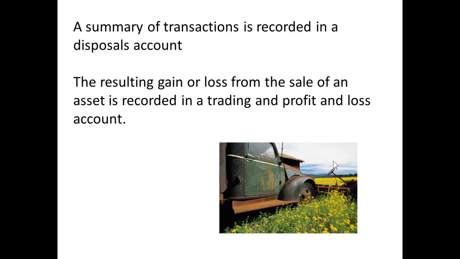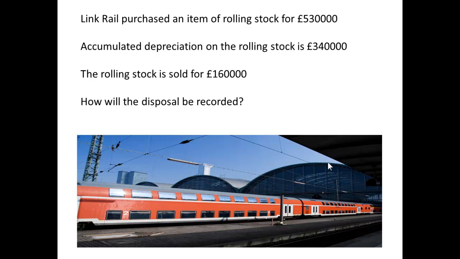Well, a summary of those transactions is recorded in a temporary account which we call a disposals account. And to balance that at the end, there's either a gain or a loss from the sale of an asset, and that's recorded in a trading and profit and loss account. So, let's see how this works out.